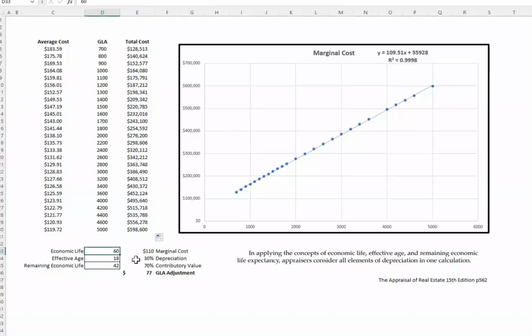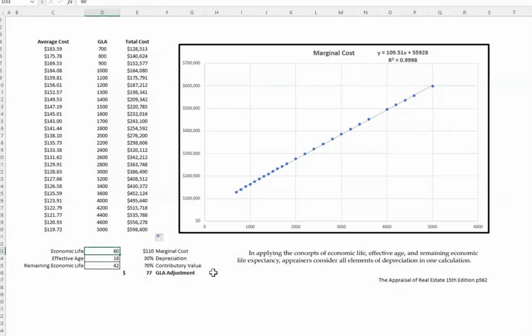That would mean 30% depreciation, right? So there's $110 per foot cost right up here for a GLA. If the market sees 30% depreciation, that means the market is showing a contributory value percentage of 70%. So 18 divided by 60, that's the 30%. 42 divided by 60, that's the contributory value percentage. And in this case, the GLA adjustment calculated in this way is $77 per square foot.